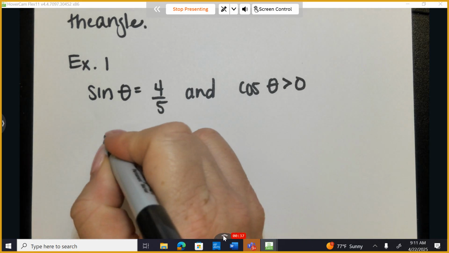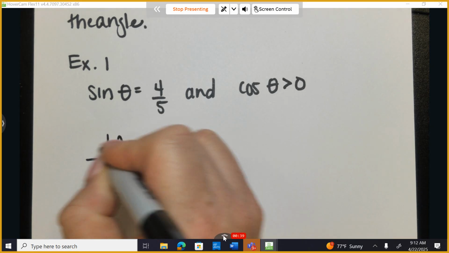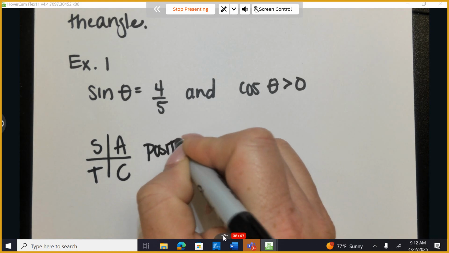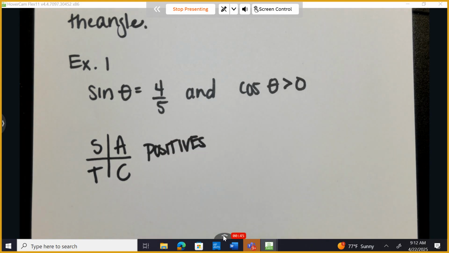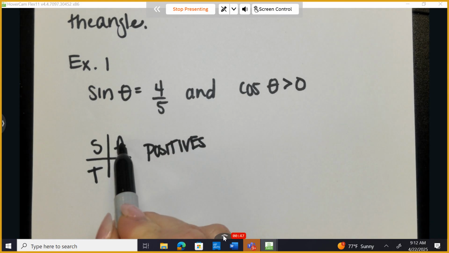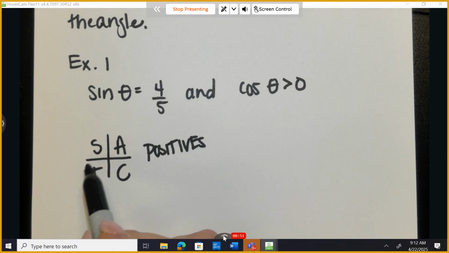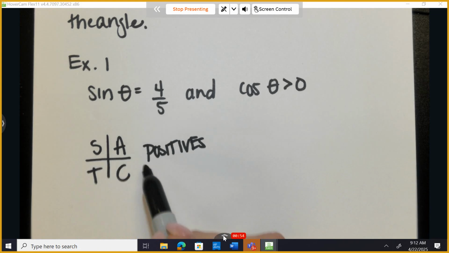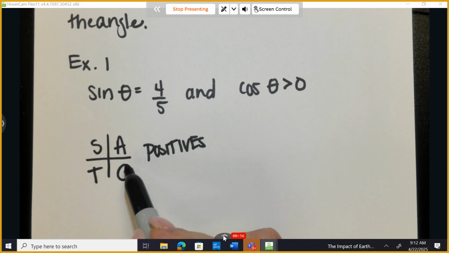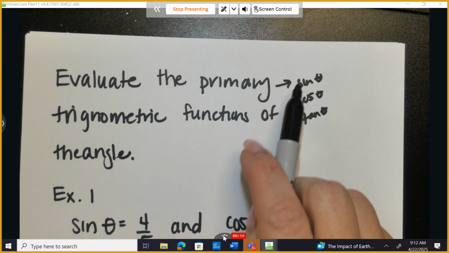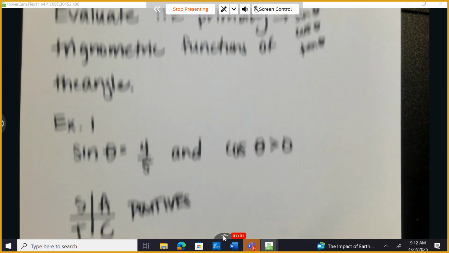So I'm going to start by reminding us, when we say all-star trig class, we are telling ourselves, where do I find positive? So everything is positive in quadrant 1, only the sines and its reciprocal in quadrant 2, tangents and reciprocal in quadrant 3, and cosine and its reciprocal in quadrant 4. But remember, today we're only looking at these 3, sine, cosine, and tangent, the primary ones.